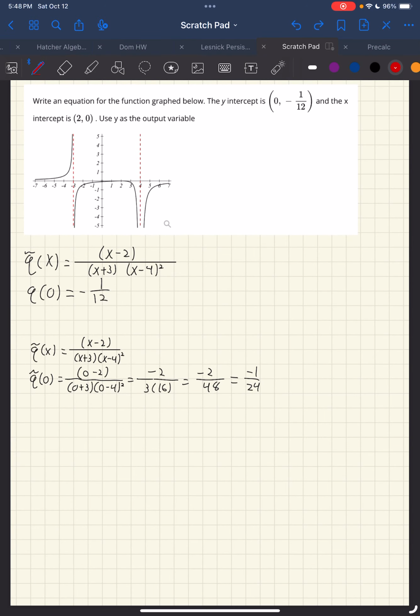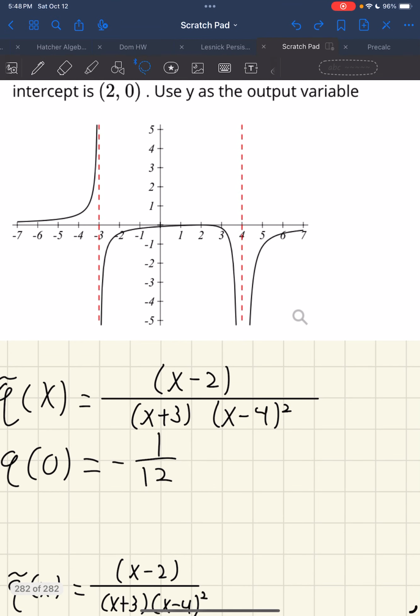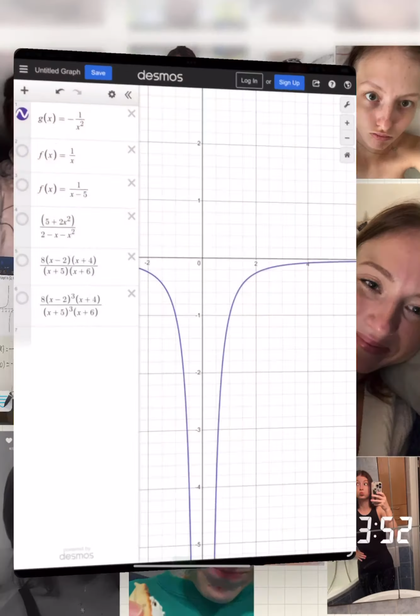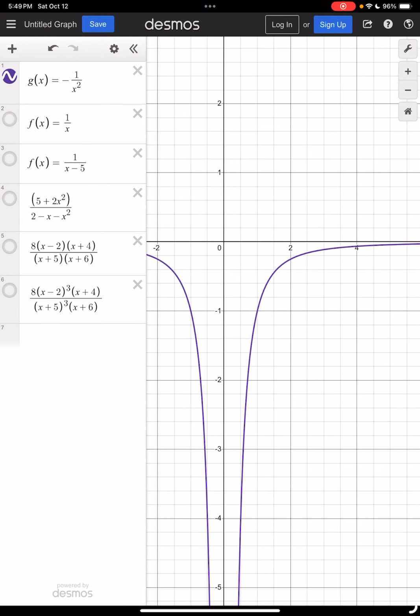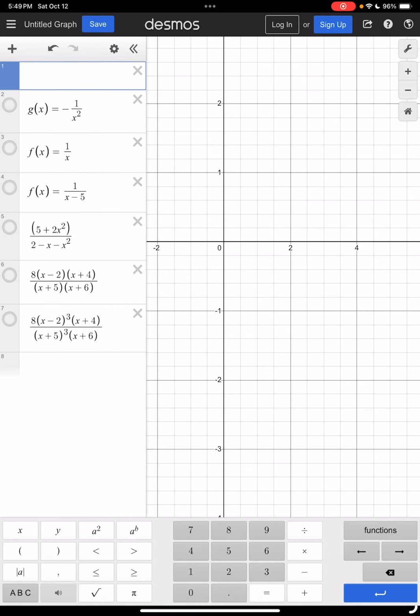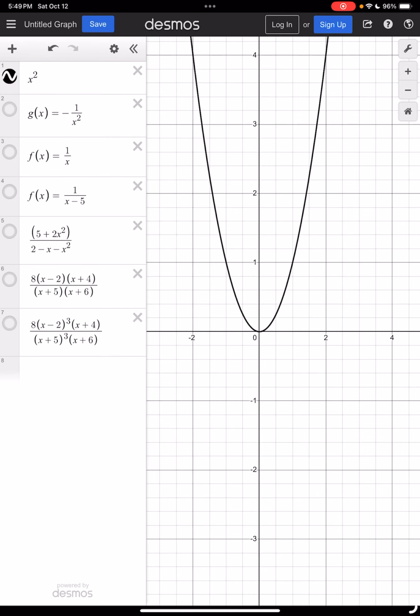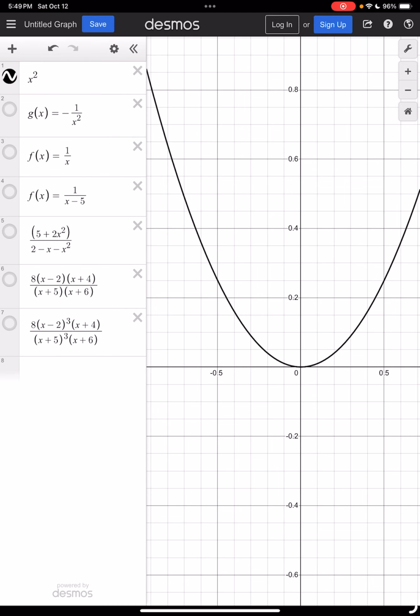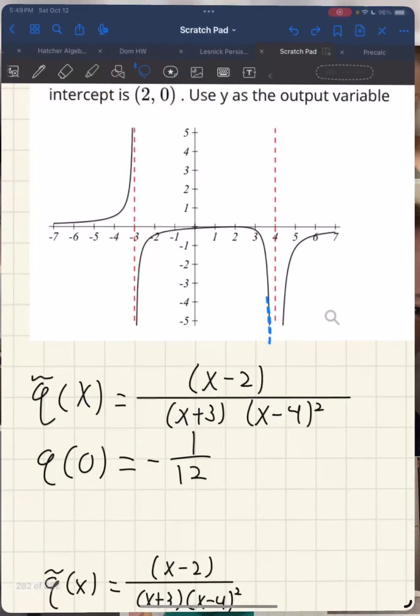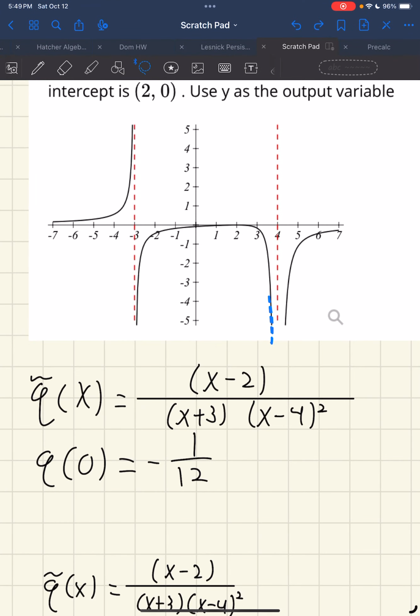It doesn't cross the x-axis at all. It sort of hits it and bounces off of it. Where do we know that does that? Well, if we just look at, very simply, x squared. Look, it hits the x-axis and bounces right off. So you can kind of say that at this point, it resembles a square.